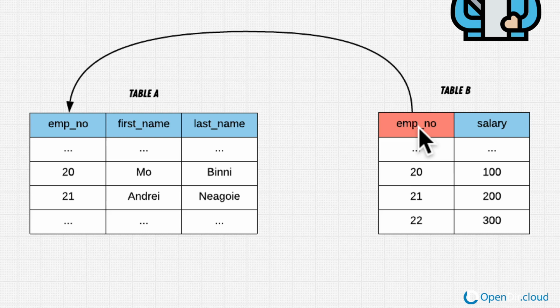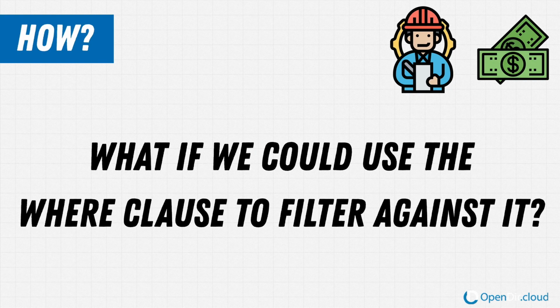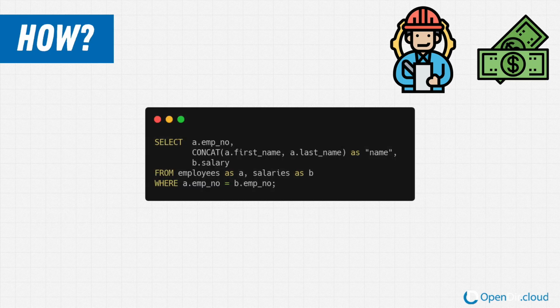When we write this query, what's happening is, well, we're not saying anywhere that, hey, this key, this 20, is linked to this 20. We're saying, hey, select me Mo Bini and then select salaries. There's no link. But what if we could use the where clause to create that link? That's a good idea. That's a great idea. So let's try that out.